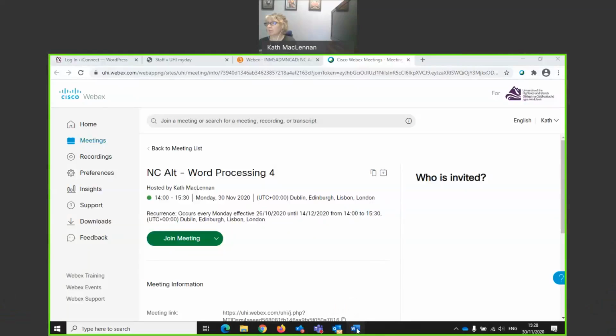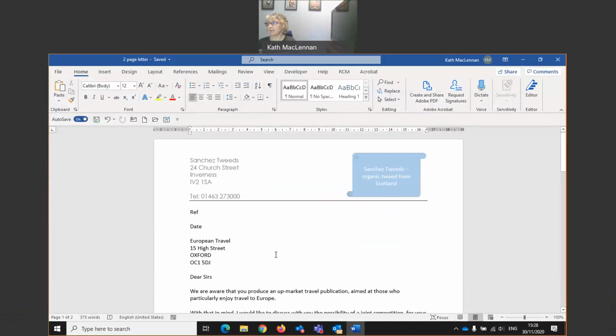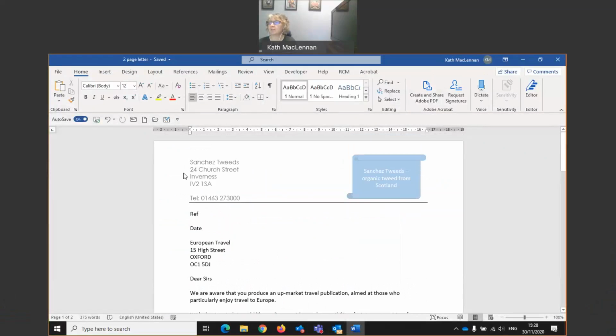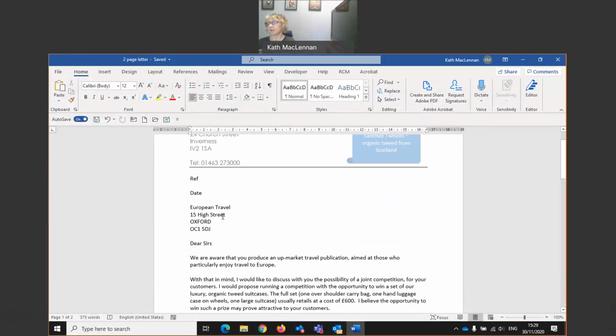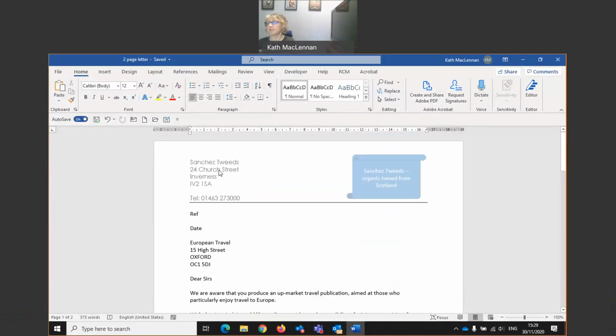And we shall bring up a letter, which I have already produced. Okay, I've already typed it. So up here we can see this is on our letterhead. Okay, so our company are Sanchez Tweeds. This is our address, our company address and such like. Okay, I have typed up this letter and I'm sending it to European Travel. So this is my company address who I'm sending from, and this is the address I'm sending to.